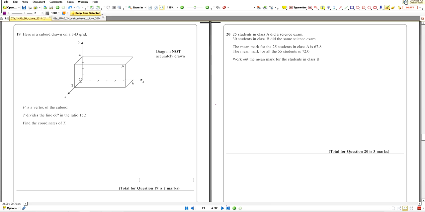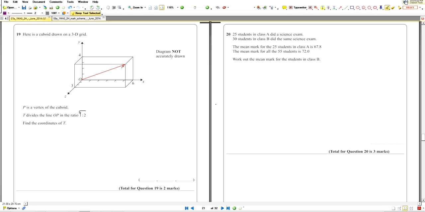Okay, right. Here is a cuboid drawn on a 3D grid. P is the vertex of the cuboid. T divides the line OP in the ratio 1 to 2. Okay, let's draw a quick line there. So we're going from O to P. That's nice. Now, T divides the line OP in the ratio 1 to 2.